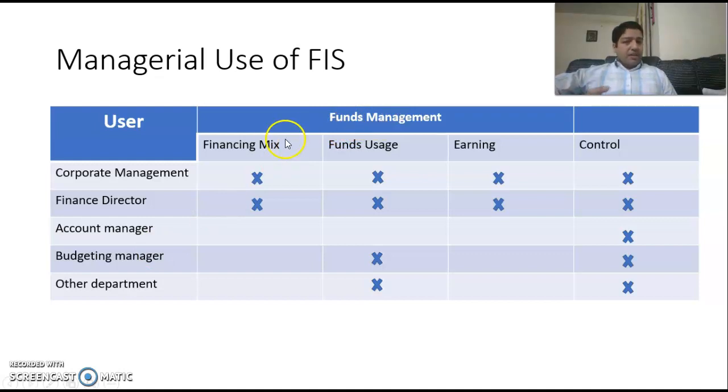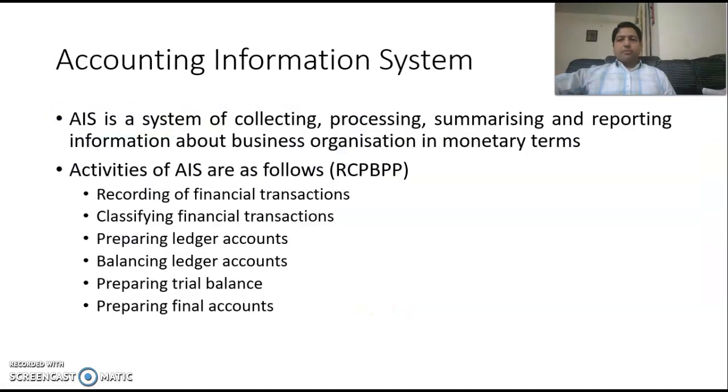The fund management related software provides decisions related to financial mix, fund uses and earnings, wherein is control. So there are two parts, fund management and controlling functions of FIS. We can see here that corporate management uses all the software, whereas the finance director is also using all of it. In the account management system, they only use it for the control system. Then budgeting managers use fund uses as well as controlling, and other departments use it as per their requirements.